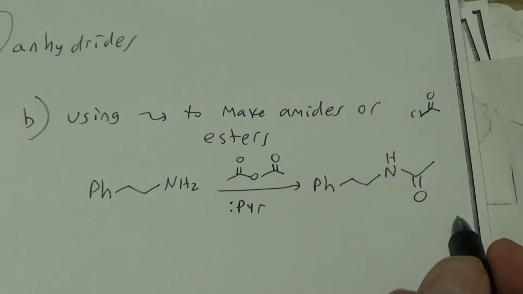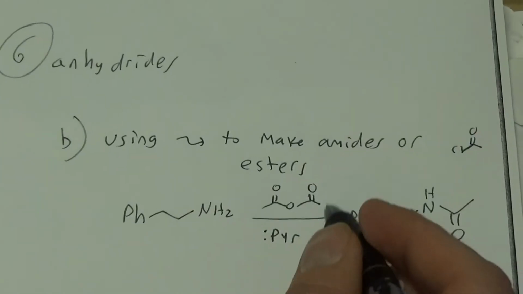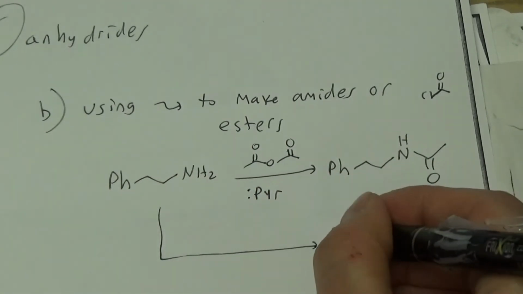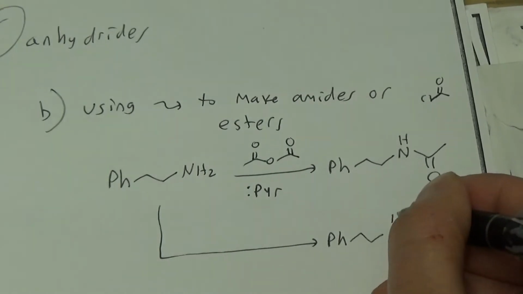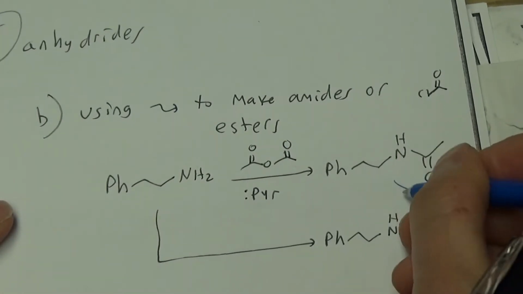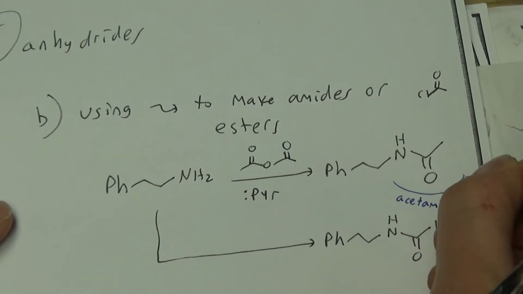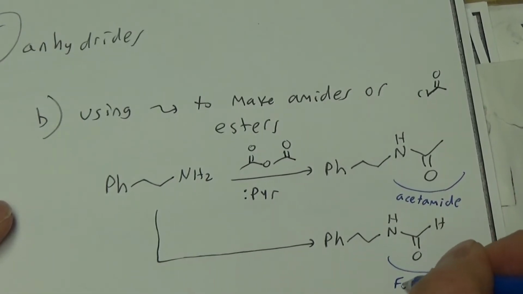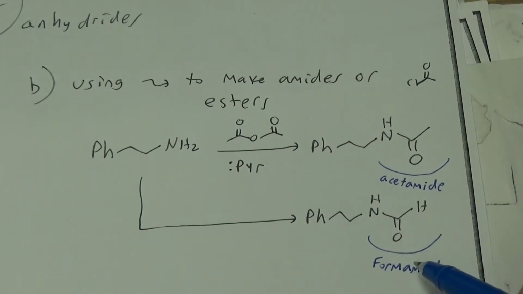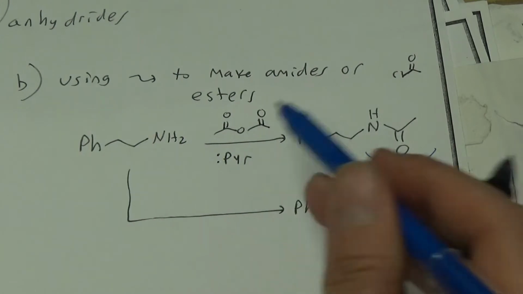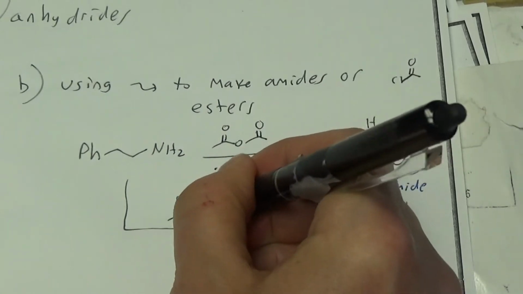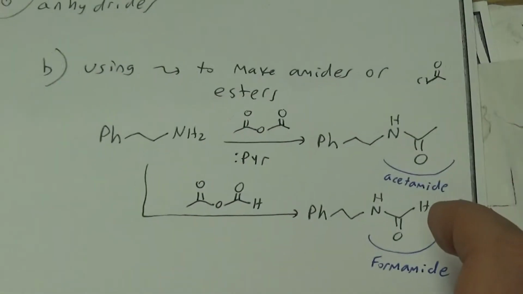I talked about the mixed anhydride, and I'll just show an example of that. So if we use the same substrate, how could we make a formamide? This is an acetamide, this is a formamide. The best way to make a formamide is using the same kind of anhydride, but with an H on one side. That's that mixed anhydride idea.